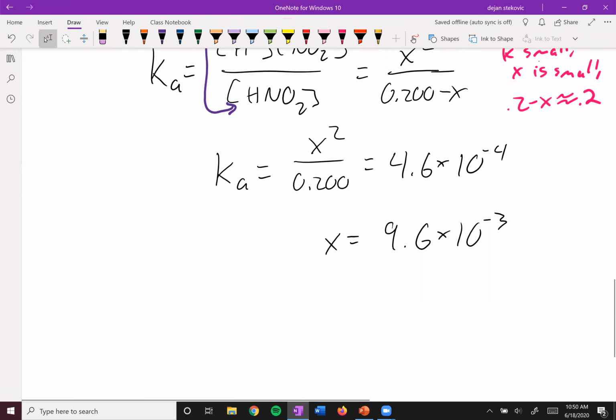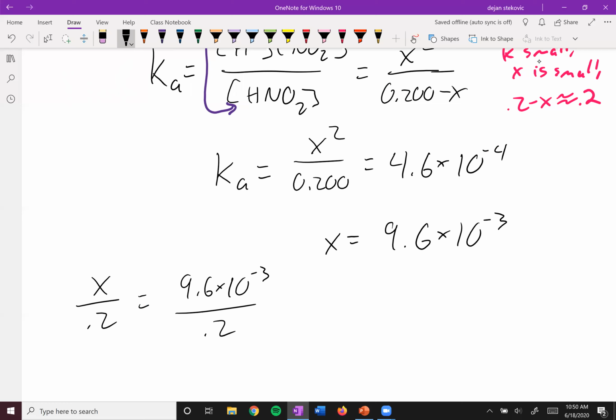And then you can check your approximation as well. So X over 0.2, is that within 5%? We have 9.6 times 10 to the negative 3 over 0.2 times 100%, and we get 4.8%. So our assumption is valid. It's within 5%. And so we are okay to go ahead and use this assumption.